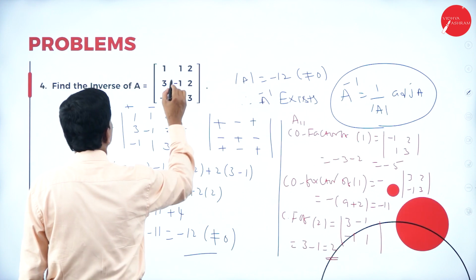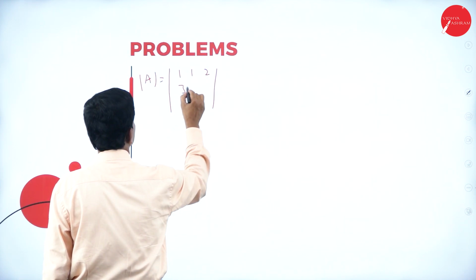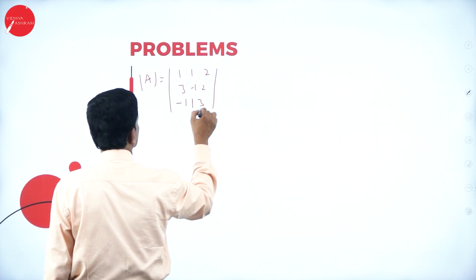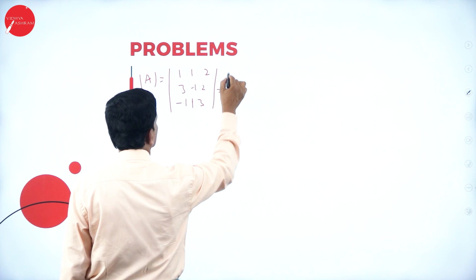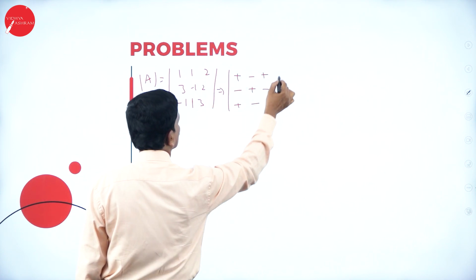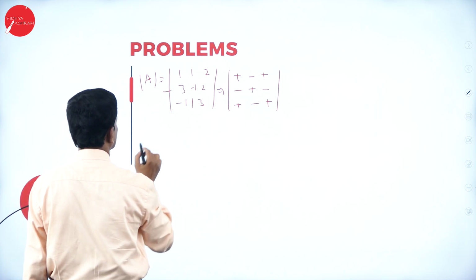Determinant of this: 1 1 2 1 1 2, then 3 minus 1 2, again minus 1 1 3. The signs are plus, minus, plus, minus, plus, minus, plus, minus and plus. Okay. Now let us expand the cofactors for the second one.